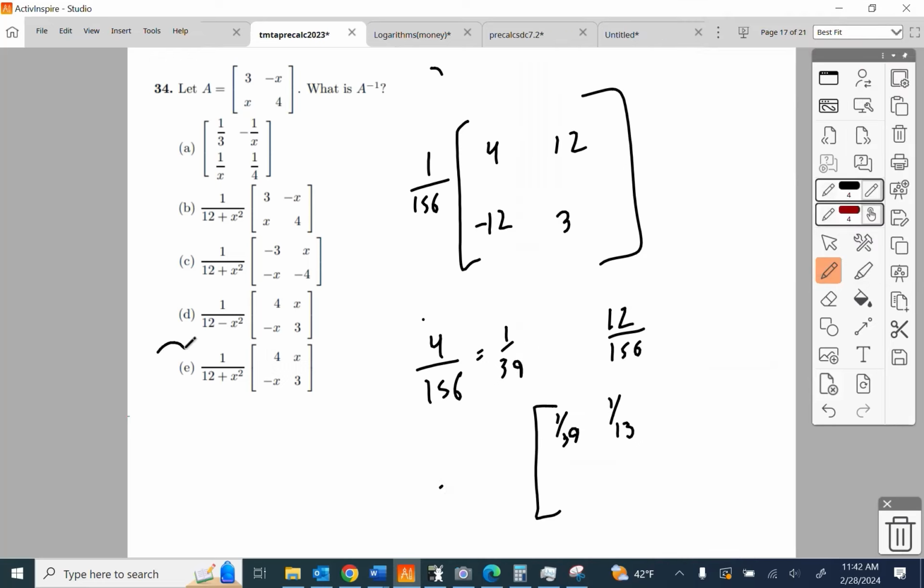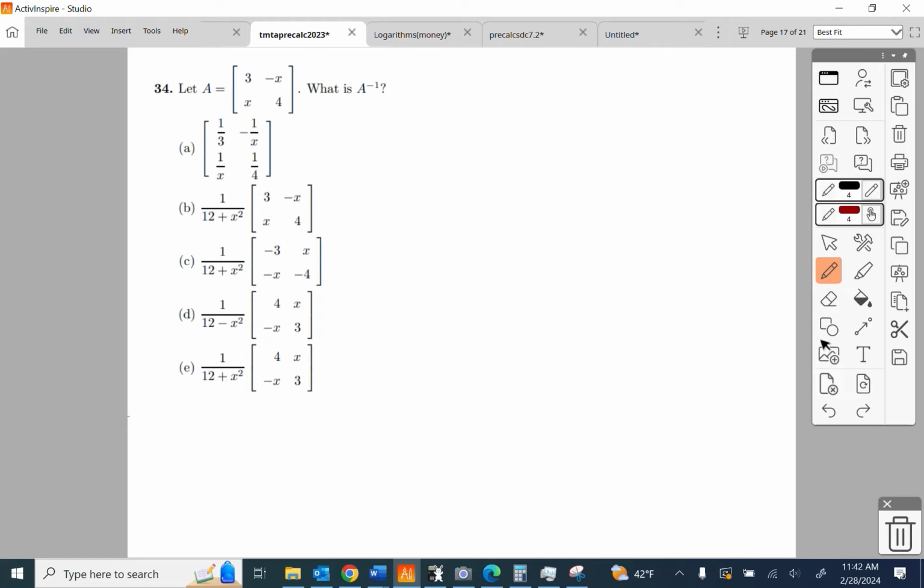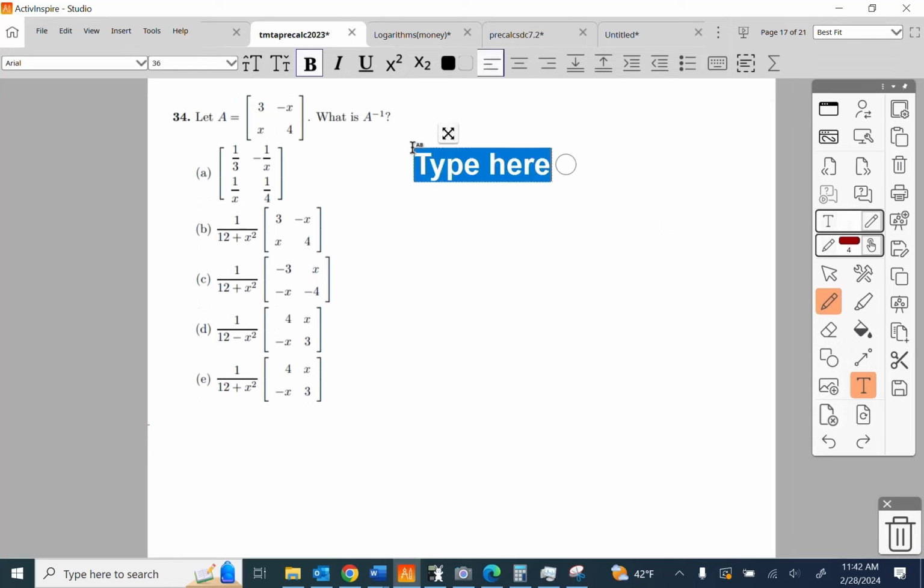All right. So, what you need to know is how to cheat. And here's what I did. I made up a number. I put the matrix in the calculator.